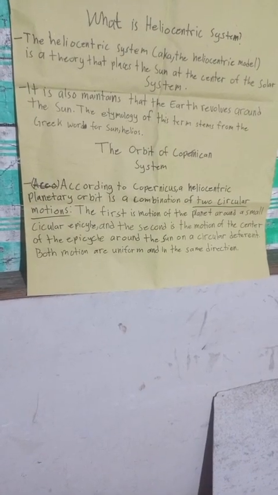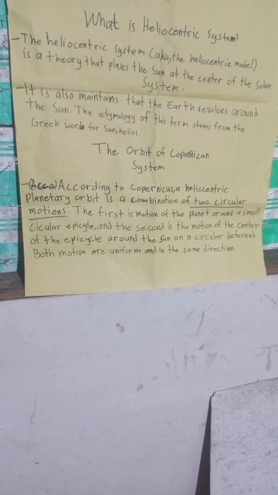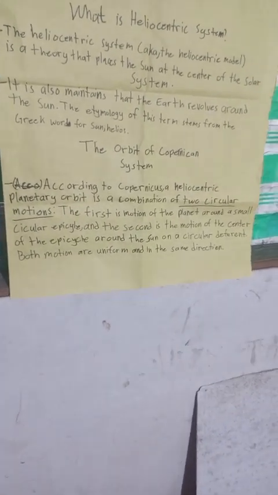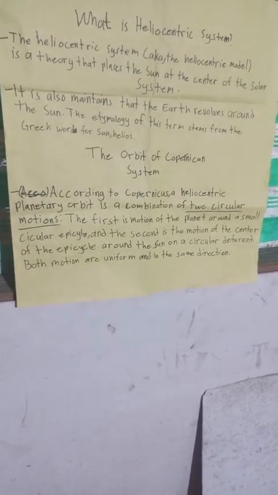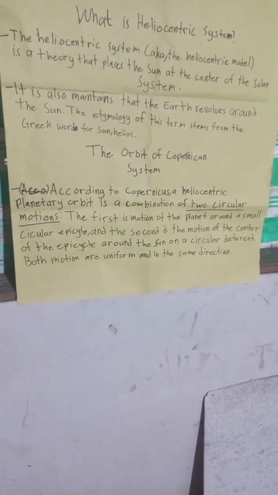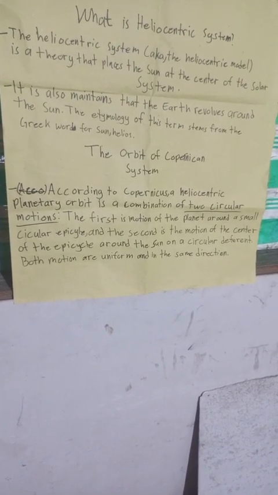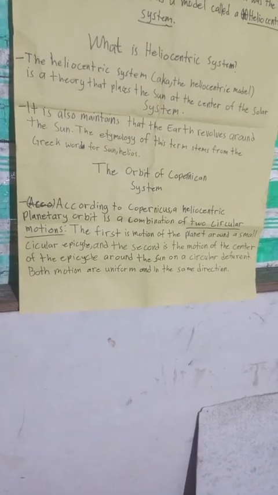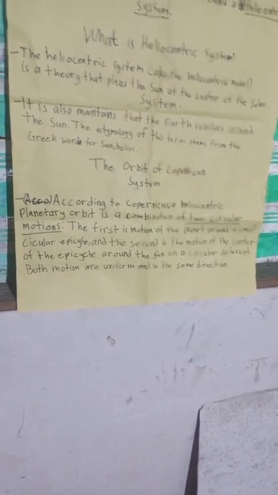The orbit of the Copernican system. According to Copernicus, a heliocentric planetary orbit is a combination of two circular motions. The first is the motion of the planet around a small circular epicycle, and the second is the motion of the center of the epicycle around the Sun on a circular deferent. Both motions are uniform and in the same direction.